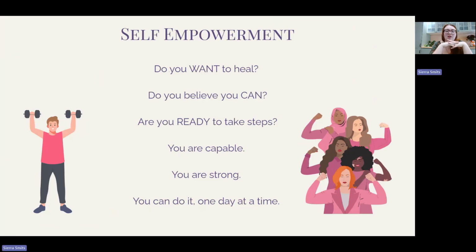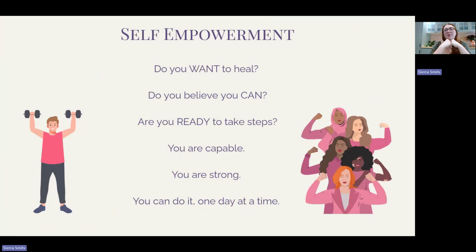I don't want to keep you coming back to me. I don't want you to come to me at all. If this helps you enough to get you on the right path with your health, that's what I want. But it all comes down to, do you want to heal?